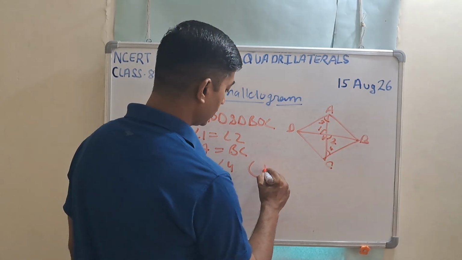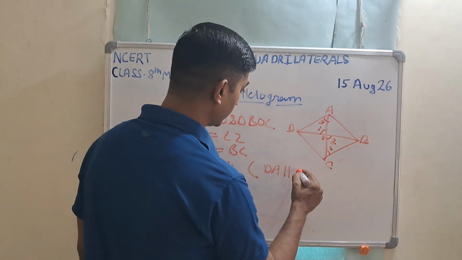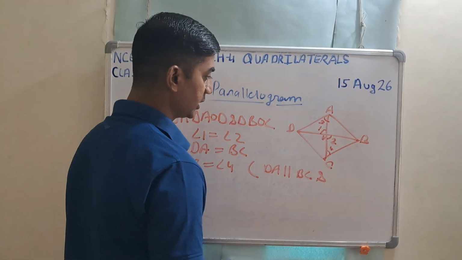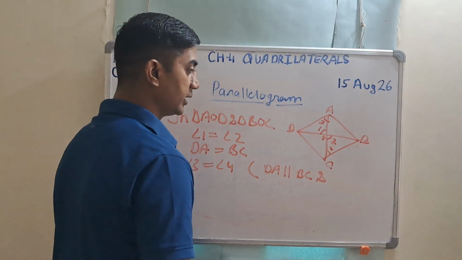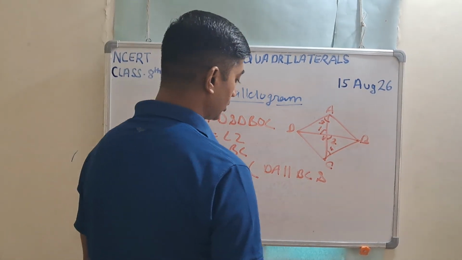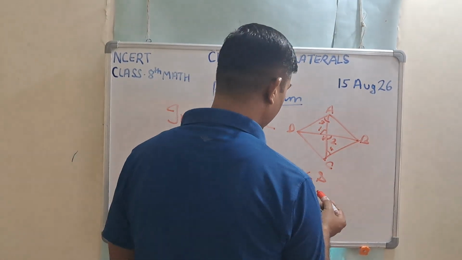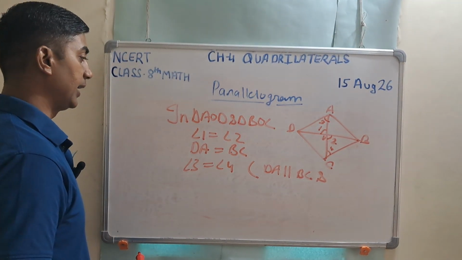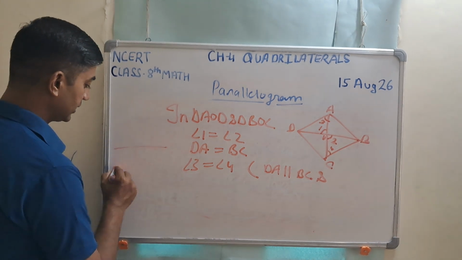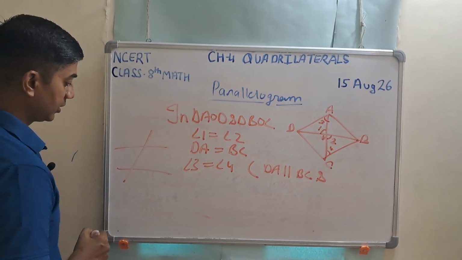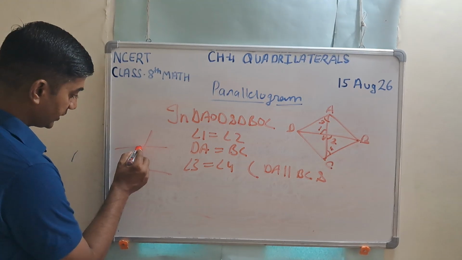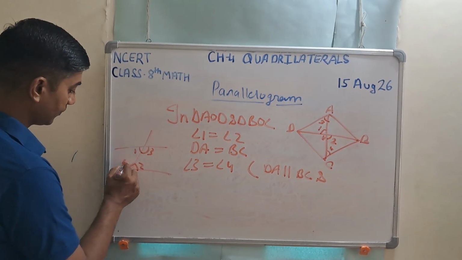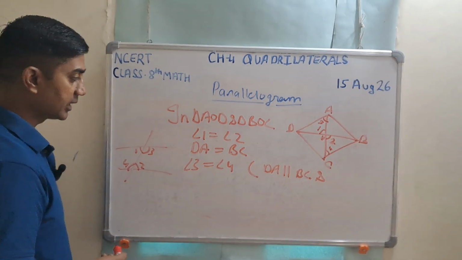we can write here DA is parallel to BC and AC is transversal, and these are the interior opposite angles. Understood? Angles 3 and 4 are the interior opposite angles, and interior opposite angles in parallel lines are equal. Means this is a parallel line and this is a transversal line. The interior opposite angle is what? This angle is 1, this angle is 2, they are equal. This angle is 3, this angle is 4, they are equal. So interior opposite angles are equal.